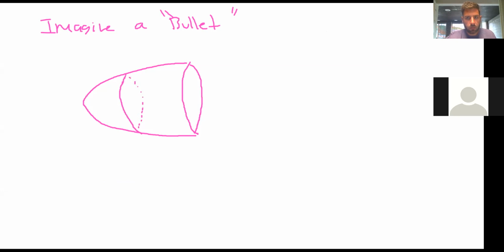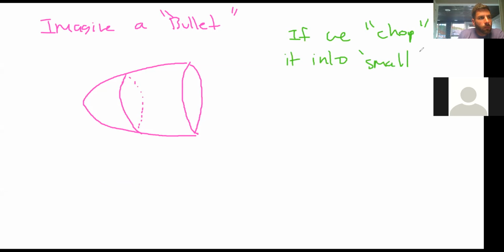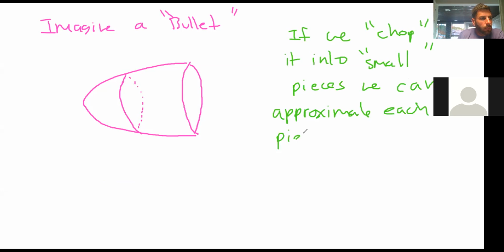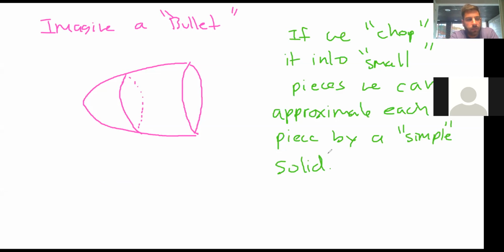So if we chop it into small pieces, what we can do is we can approximate each piece by a simple solid. So that's the idea. Can we approximate this thing by, okay, let's take a knife and let's slice it up into a bunch of little pieces, but can we slice it up in a systematic way where we can easily compute the size of the slices? And then if we can easily compute the size of each piece, then we can add them all up.